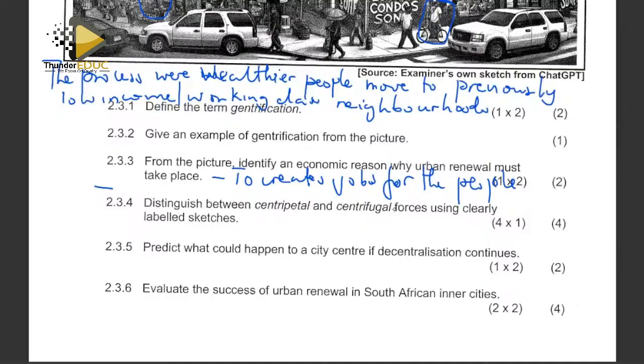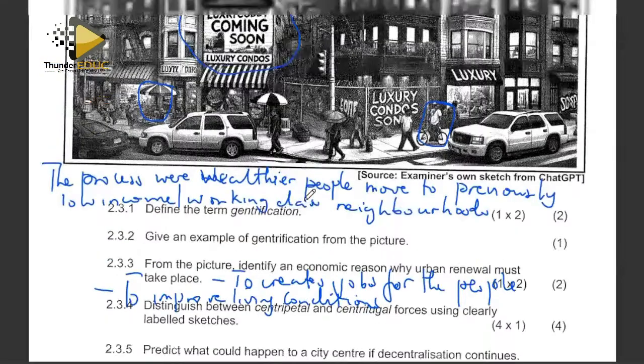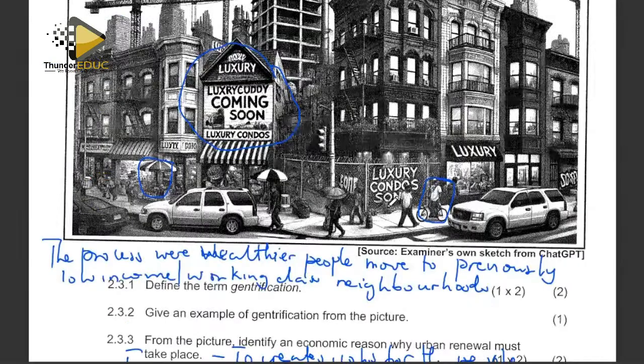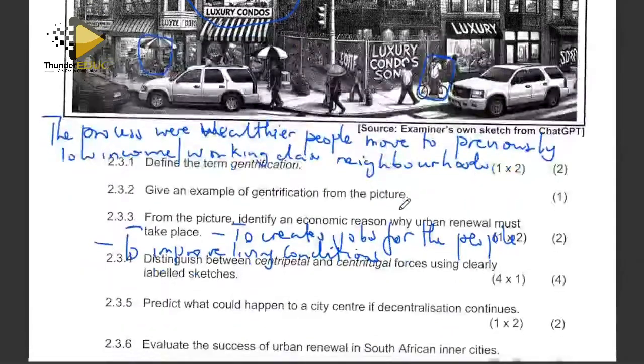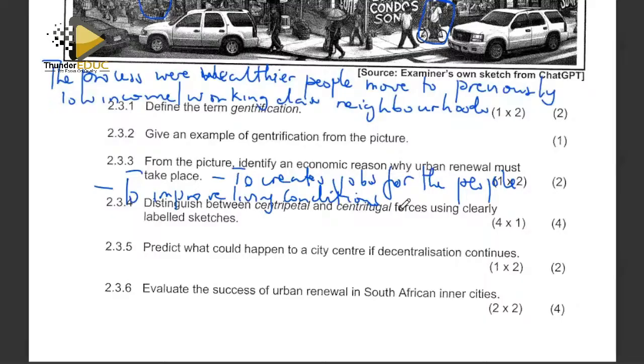So if gentrification happens, wealthier people join, then they can ultimately improve the conditions of the people by giving them jobs. And also we can justify it to improve living conditions. If wealthier people come into the area, they're going to improve living conditions. If people are informal traders, in most instances, they are earning very low. But if they are formally employed, they are going to get better. So it is also justified to improve the living standards of the people.